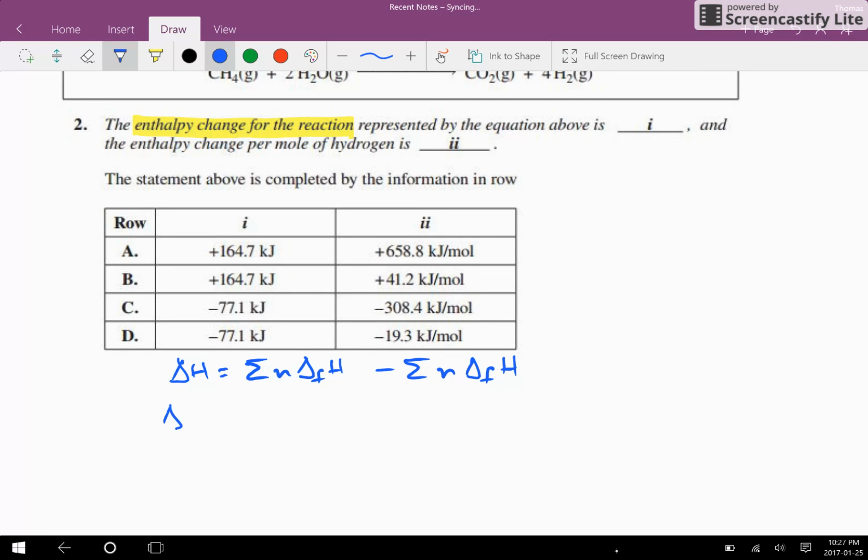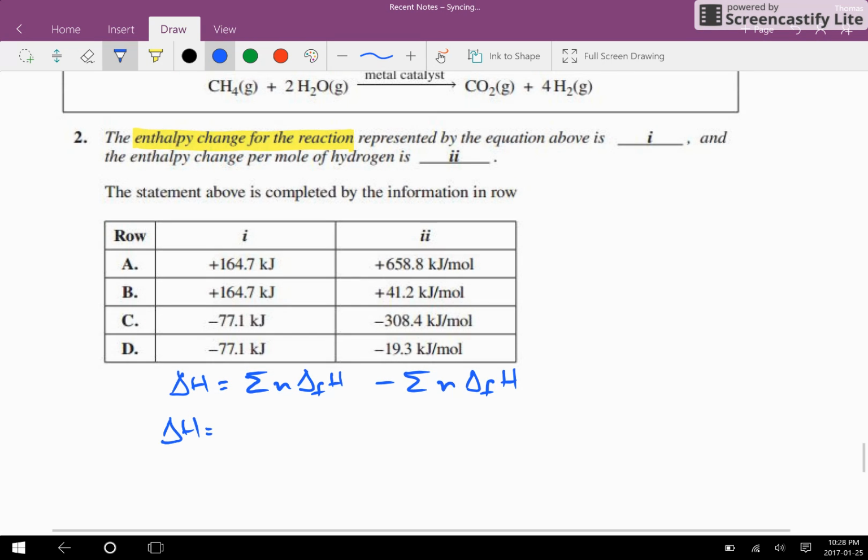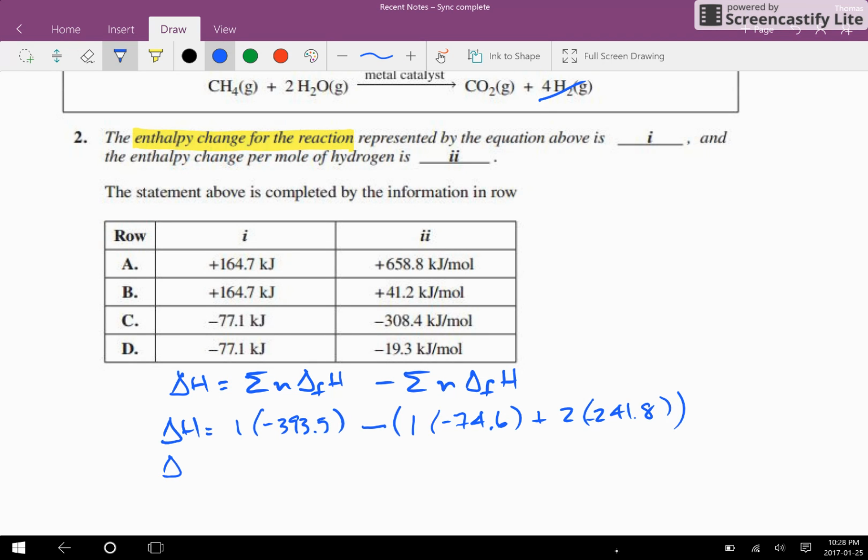So first of all, let's start with these products, and we can see that there's 1 mole of carbon dioxide, and we don't include the hydrogen because that's not a compound. And then we'll subtract the reactants. 1 mole of methane, which is negative 74.6, and 2 moles of water vapor, which is negative 241.8. So we have to subtract the sum of the reactants, and we'll put that in brackets.